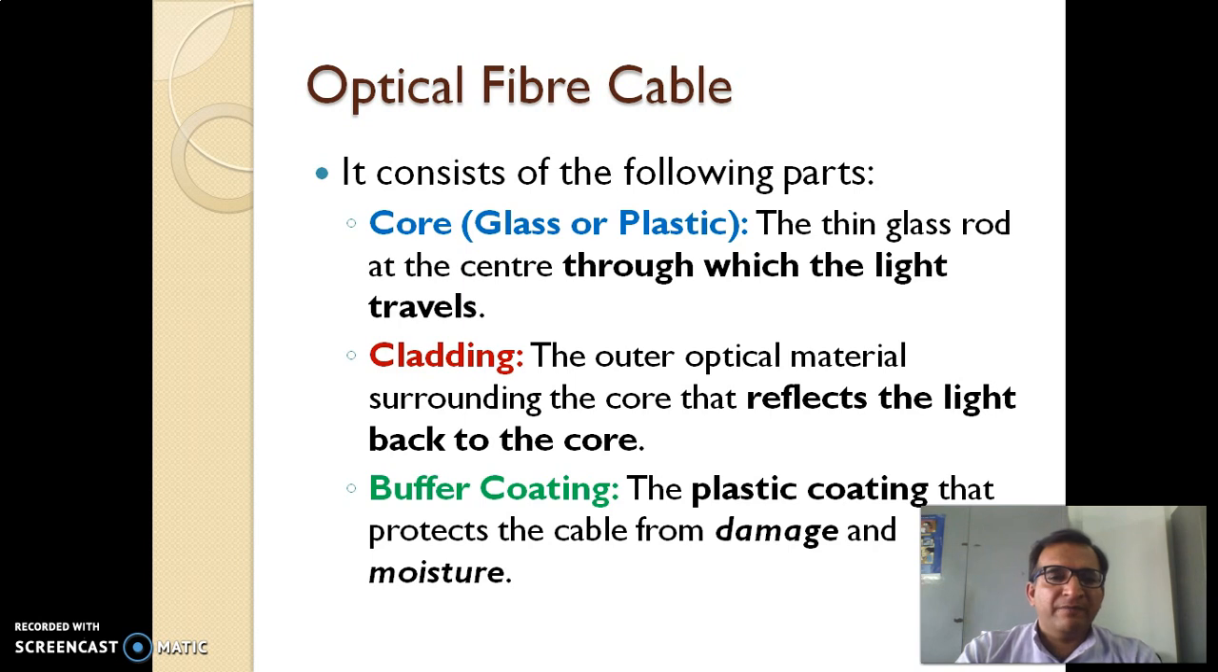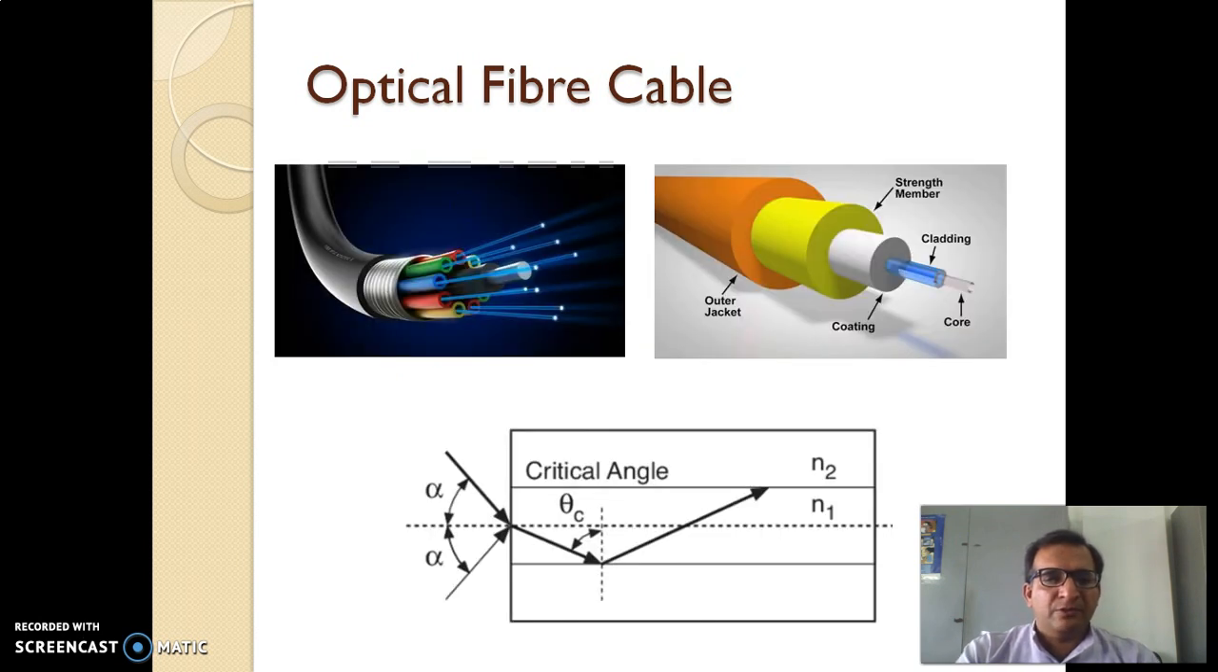Cladding is the part which reflects the light back to the core, and buffer coating is the plastic coating which protects the cable from damage and moisture. We see here, this is an optical pipe consisting of many optical fiber cables, and here we can see the core surrounded by cladding, then coating, after that strengthening member and outer jacket.